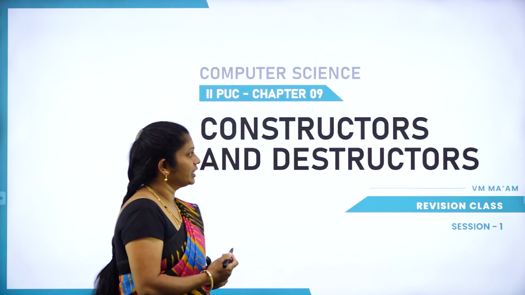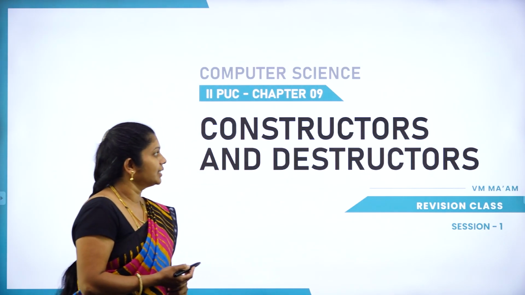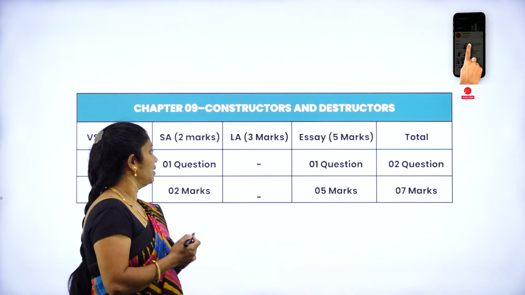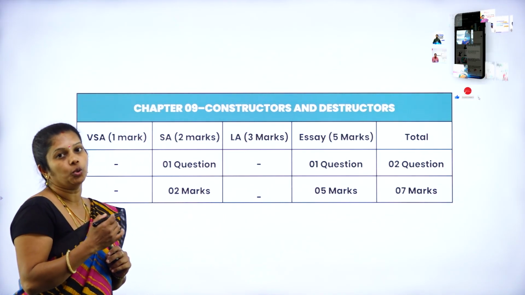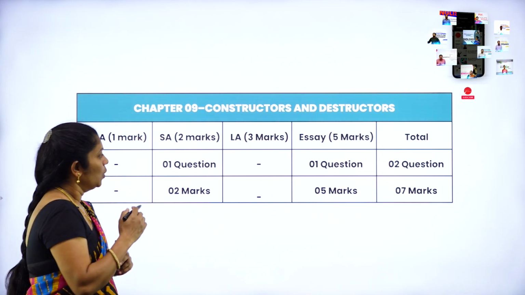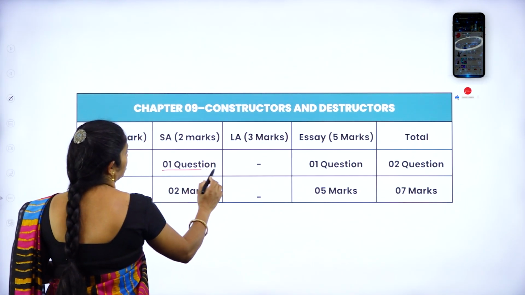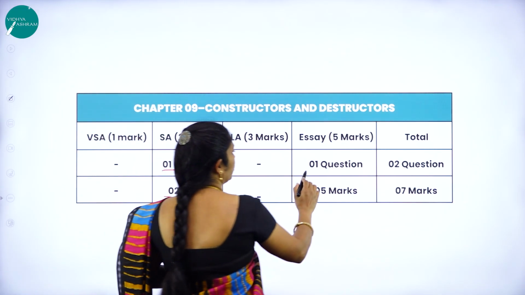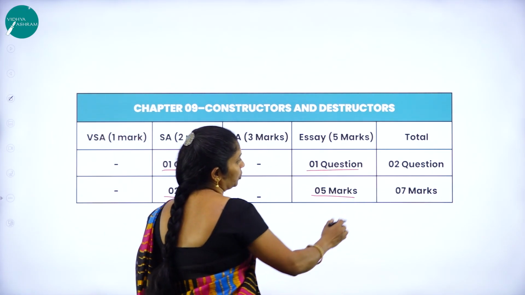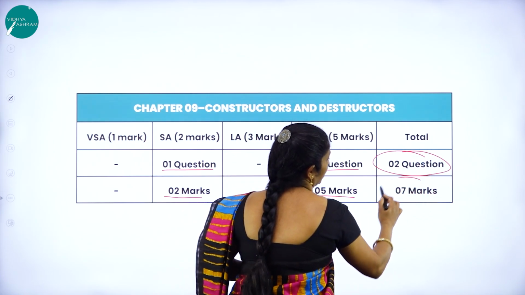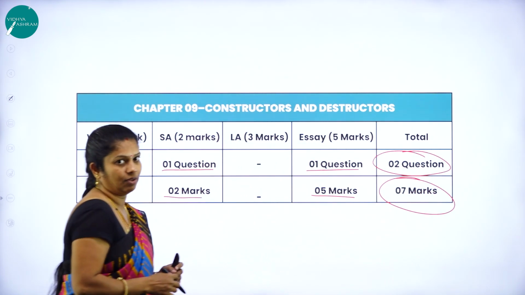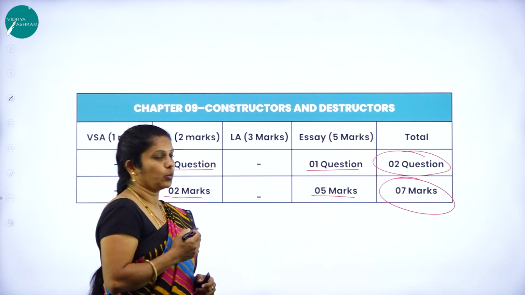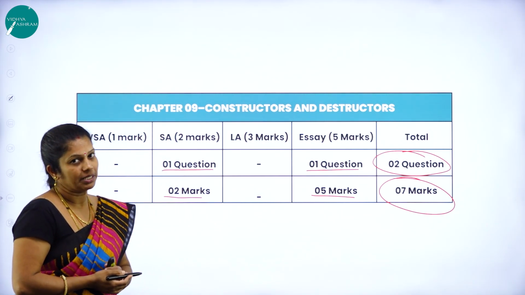Today, we are going to start with the revision class on the Constructor and Destructor chapter. From this chapter, you may expect two questions. One is in part B, one question for 2 marks, and one more question in part D, for 5 marks. Totally 2 questions, but the total weightage of this chapter is 7 marks, because you may expect one 2-mark question as well as one 5-mark question from this chapter.